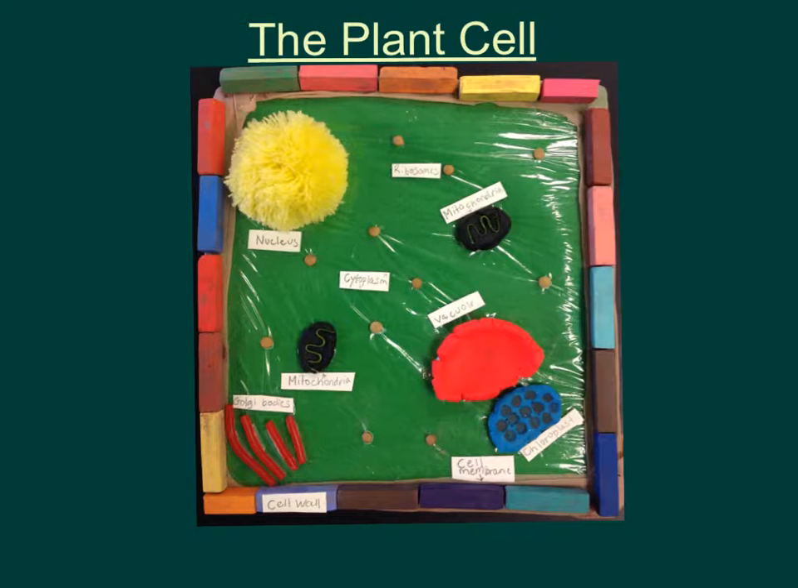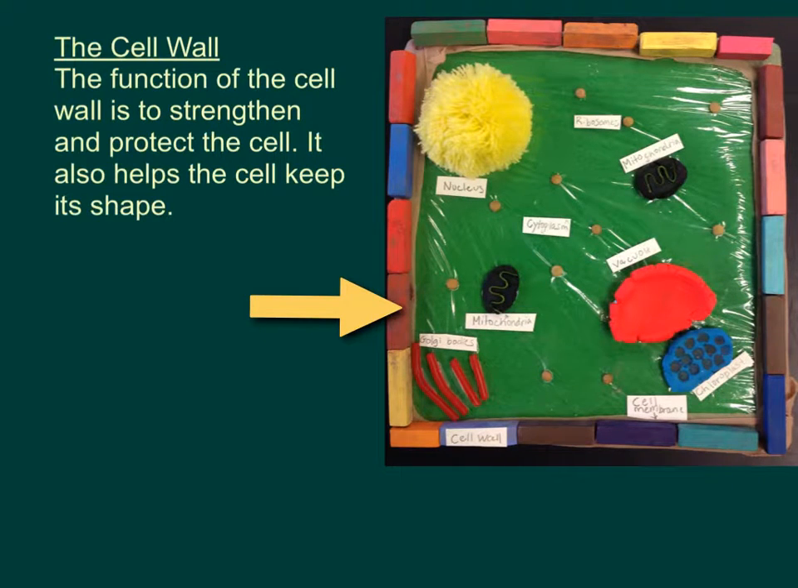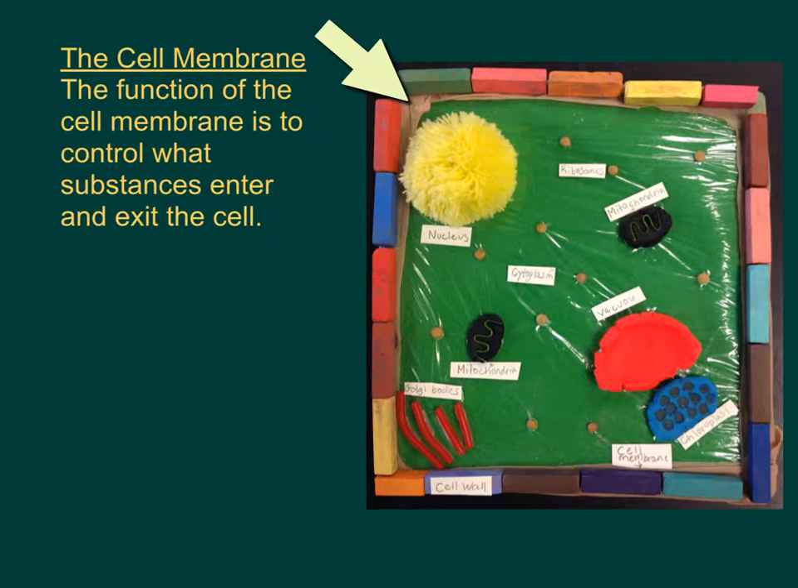The plant cell. The cell wall. The function of the cell wall is to strengthen and protect the cell. It also helps the cell keep its shape. The cell membrane. The function of the cell membrane is to control what substances enter and exit the cell.